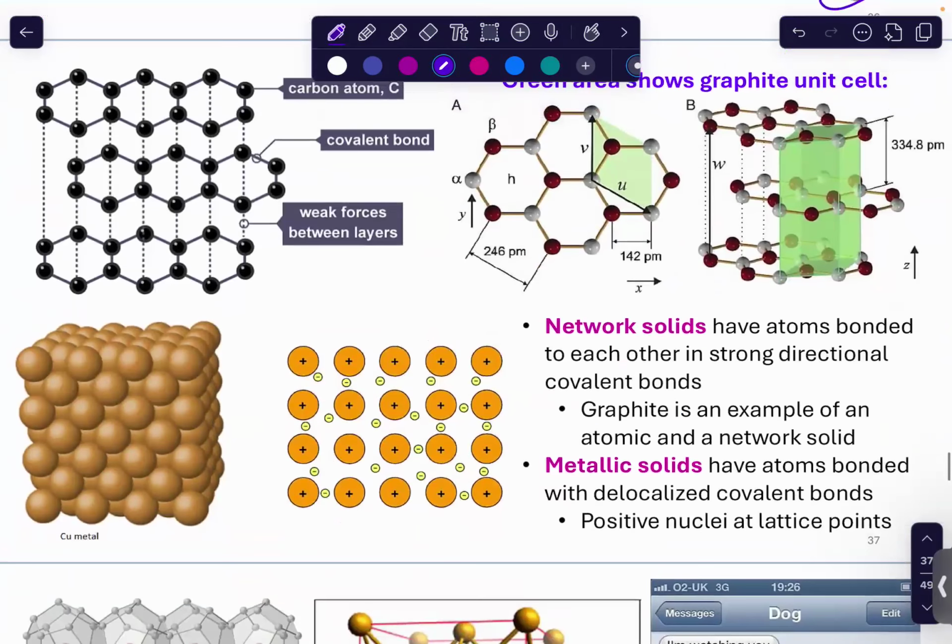We have network solids and metallic solids. We've already seen some network solids. Your silicon dioxide and diamond were network solids. Network solids have very strong directional covalent bonds. Directional covalent bonds means that the covalent bonds are bound to that location.